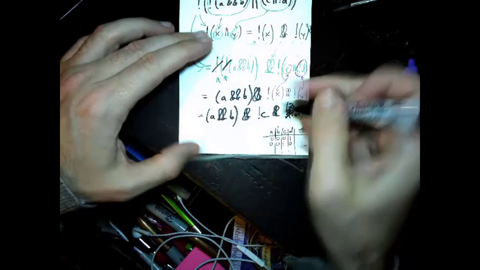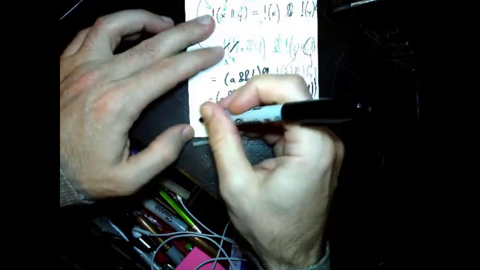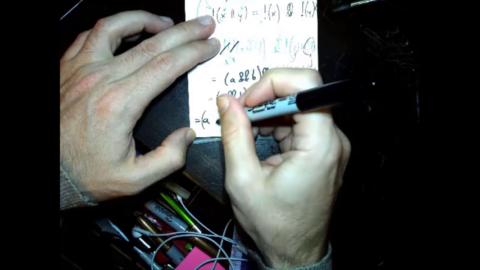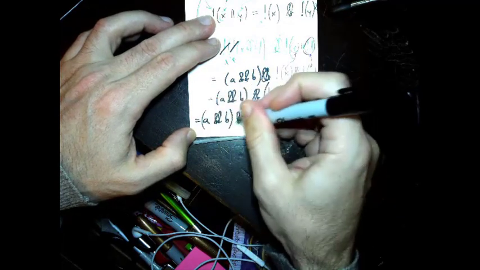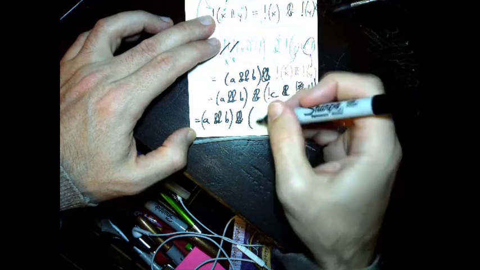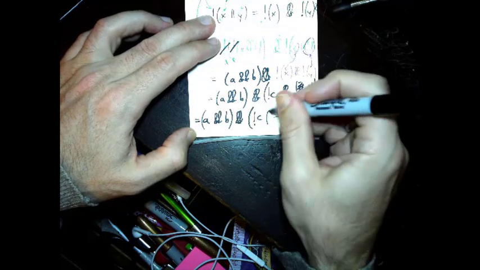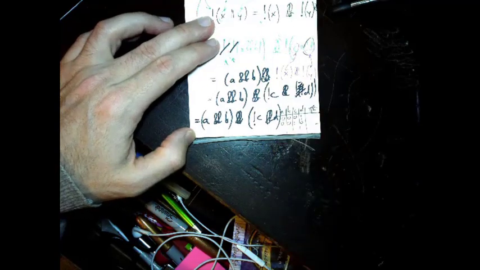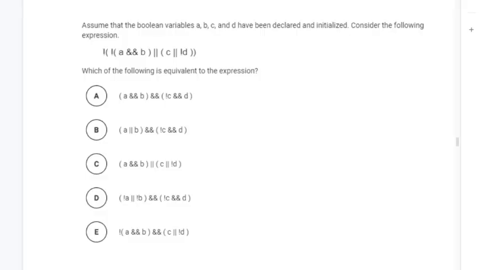So the whole thing here, right, at the end is just going to be A and B and not C and D. So just using De Morgan's laws, you can move things around, and that ends up being answer A. Okay, so you can see the answer is A and B and not C and D. So A is the answer.